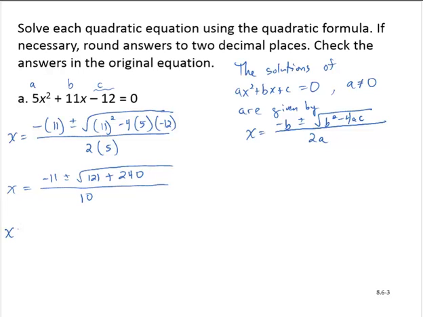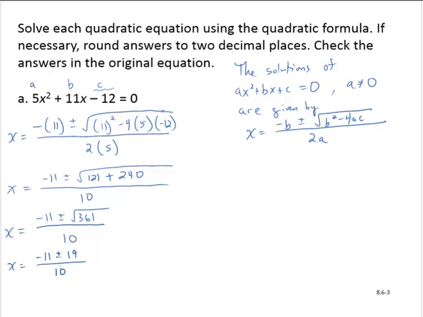Let's continue to simplify under the radical. We'd have negative 11 plus or minus the square root of 361 over 10. Now, the square root of 361 is 19. So we have then x is equal to negative 11 plus or minus 19 over 10. Now, it won't always work out nicely like that, but in this case it does.